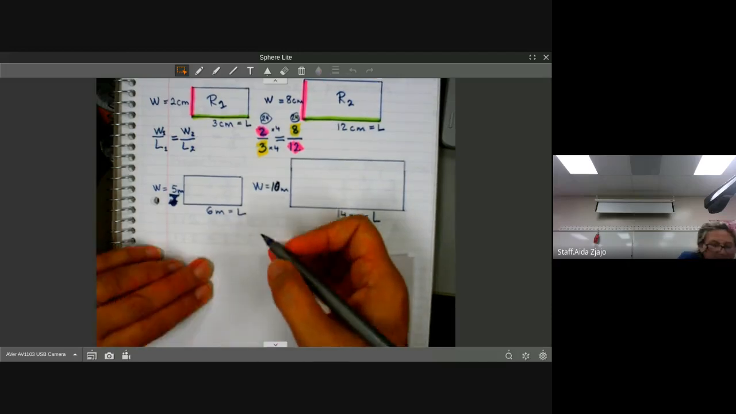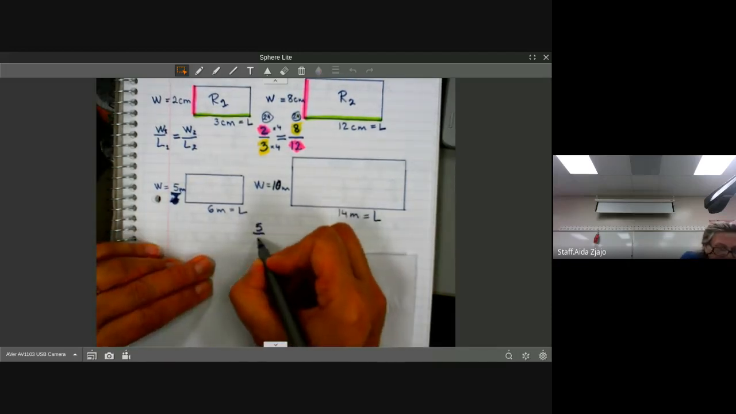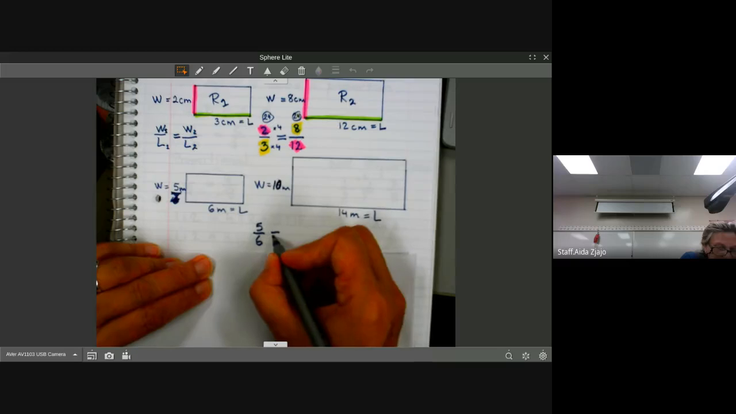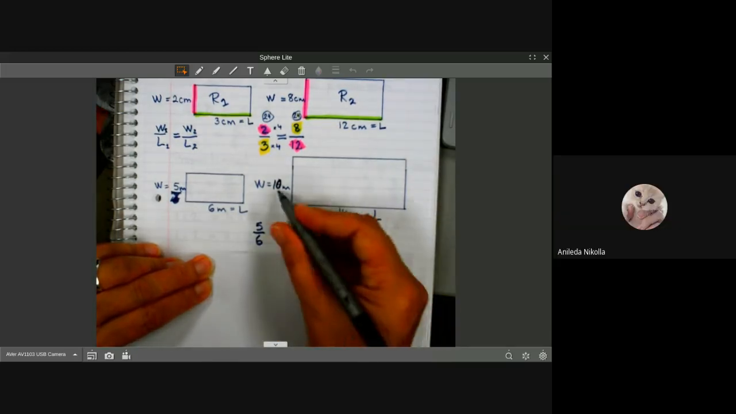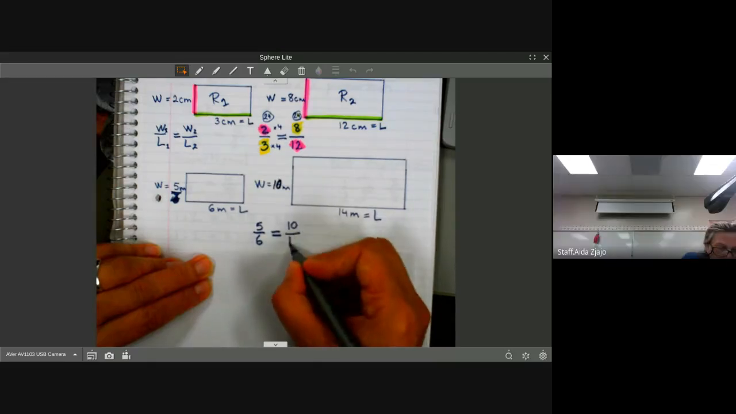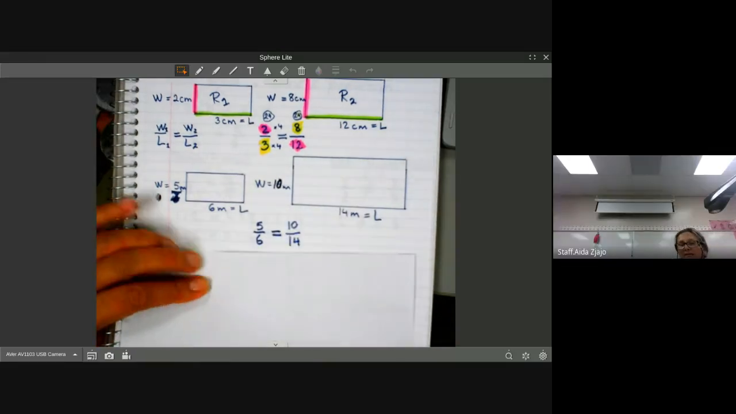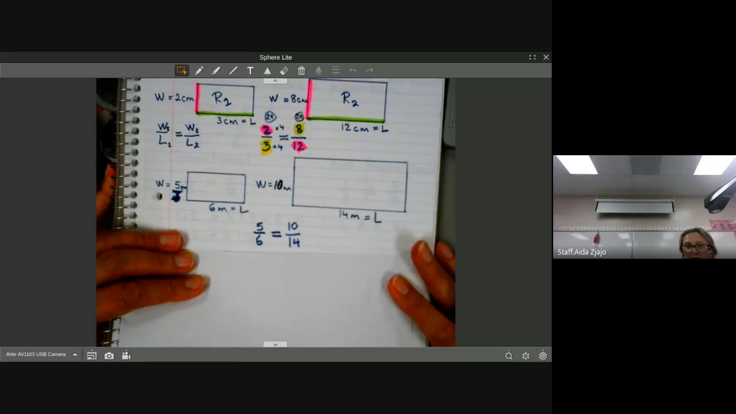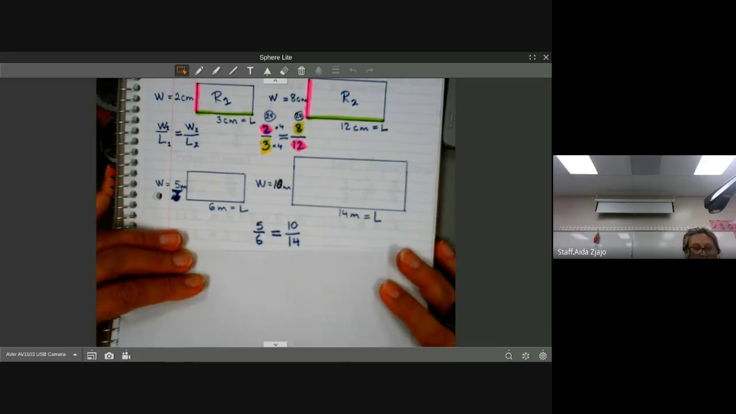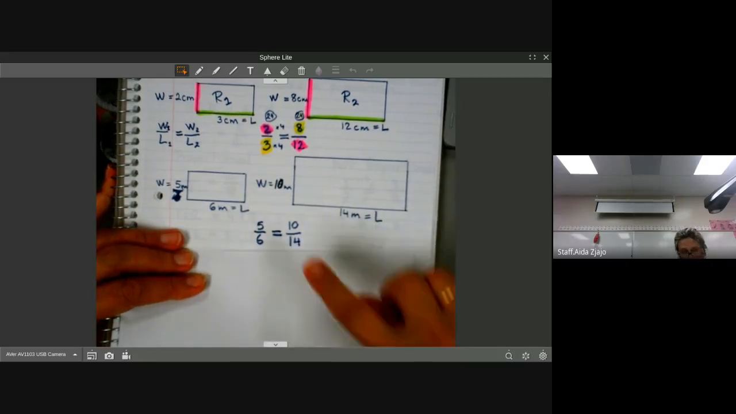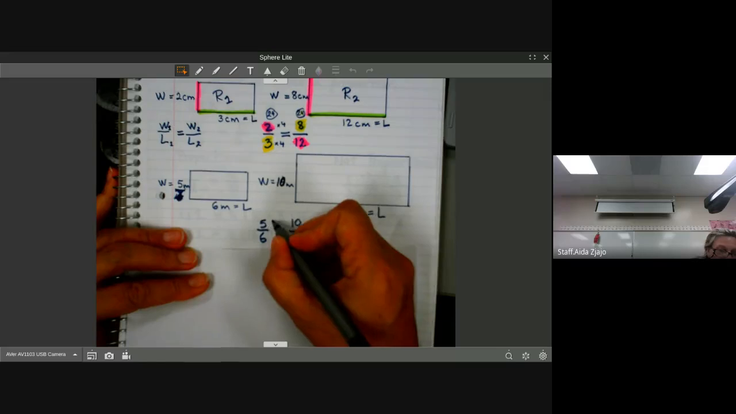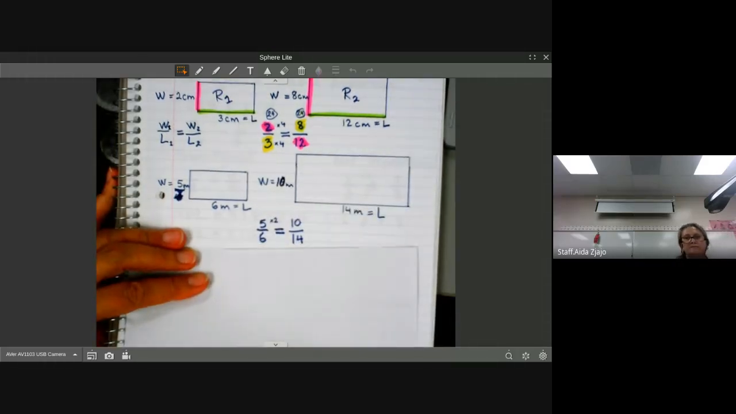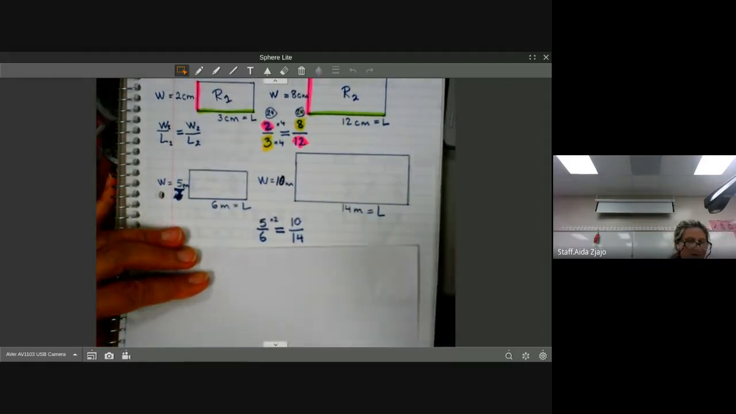5 and 6 must be similar to 10 and 14. Okay, so now the first thing I need to think about is, Anilada, is there a number that I can multiply 5 by to get 10? Yes, 2. Okay, so I'll do that. And then what do I do next? You also have to multiply 6 times 2 to get 14.